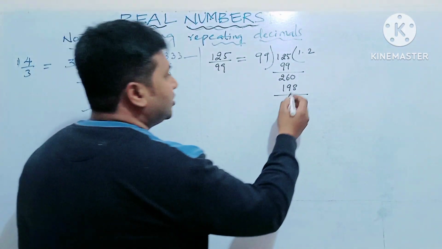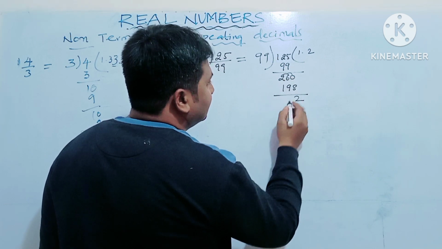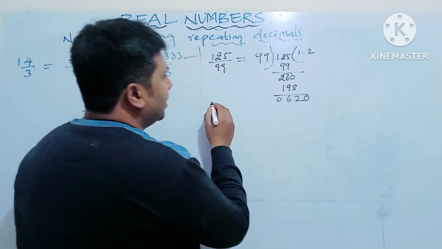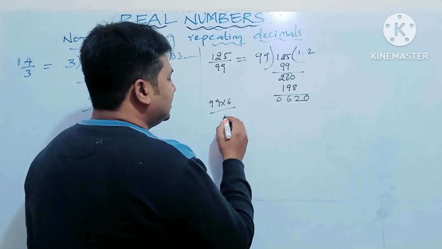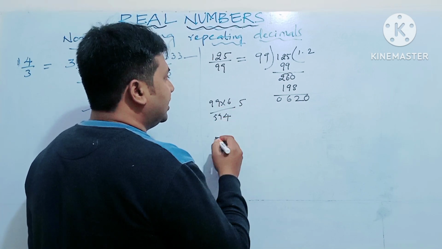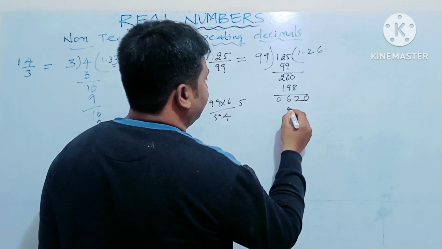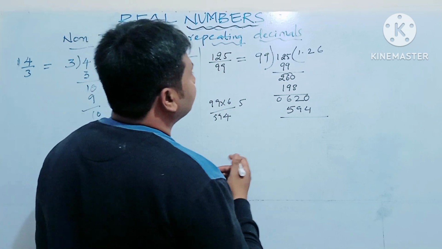Yes. Then again, how much do we get here? 2. 15 minus 9 is 6, then 0. Then again 0. Then 99 into 6 is 594. How much is it? 99 into 6 is 594.